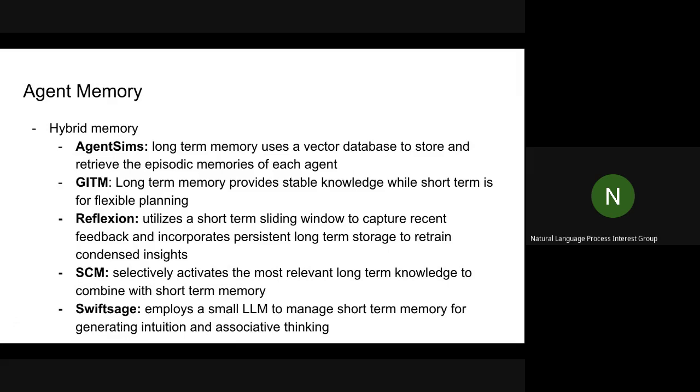SCM selectively activates the most relevant long-term knowledge to combine with short-term memory, and Swift Sage employs a small LLM to manage short-term memory for generating intuition and associative thinking.